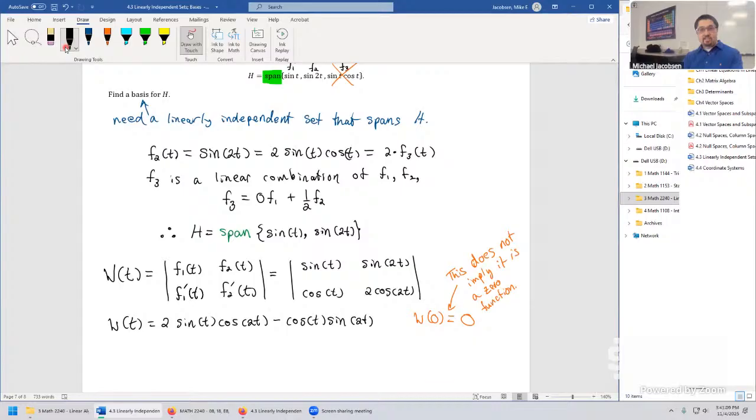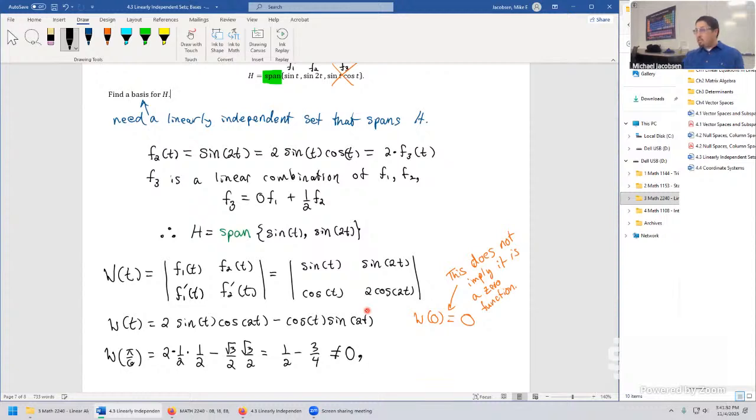So let's try a different input to this. Take W, the Wronskian, at pi/6, just because it's an easy one to calculate. You would get 2 times sine pi/6, which is a half. Cosine at 2 pi/6, so pi/3, is also 1/2. Here, that's a pi/6 for cosine, so a √3/2. Sine of twice pi/6 is sine pi/3, so that's another √3/2. So this becomes 1/2 minus 3/4, which is not 0.